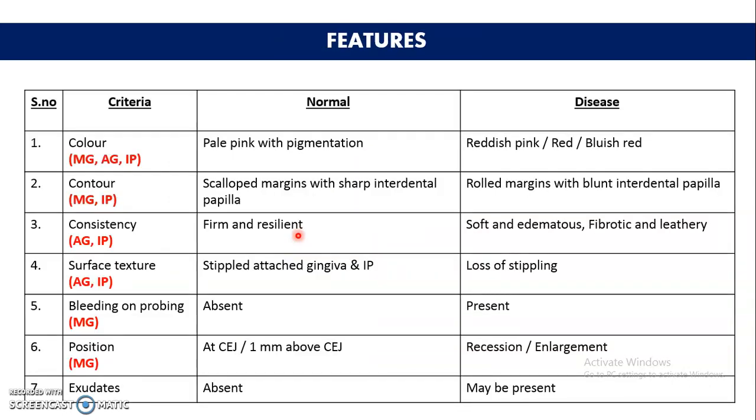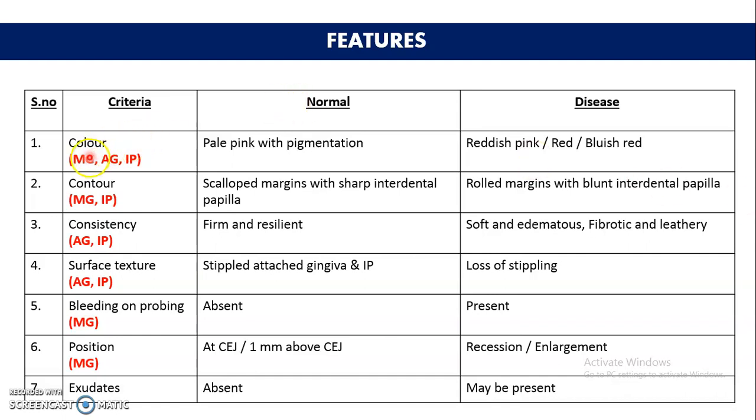This is the table that shows how to word your findings. The gingival findings are recorded under the following headings: color, contour, consistency, surface texture, bleeding on probing, position and exudate. Now listen carefully. Each heading is recorded in the specific part of gingiva.